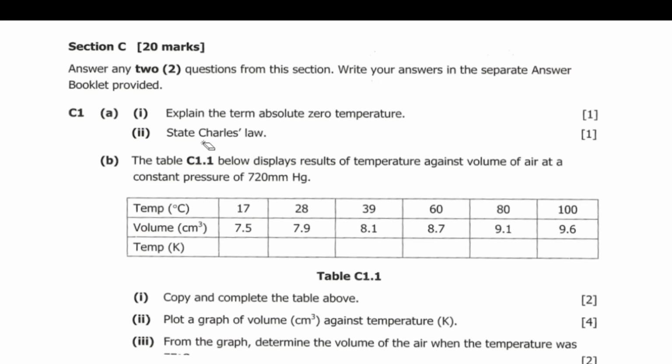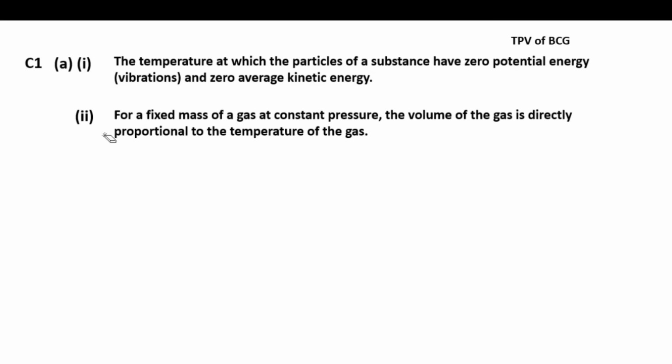That's what it states. So here we are going to say this one, TPV of BCG or BCG of TPV. So you are going to say, for a fixed mass of a gas at constant pressure, the volume of the gas is directly proportional to the temperature of the gas. That is Charles' law. Or V is directly proportional to T, where V is volume and T is temperature.